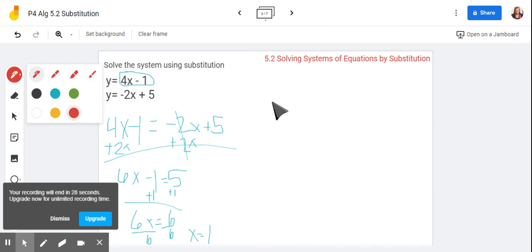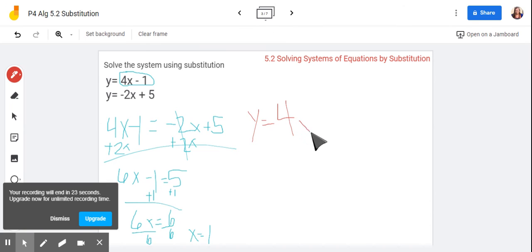Oh, I have 30 seconds. Okay. So 4x minus 1. I'm going to plug in my x value of 1. 4 times 1 gives me 4 minus 1. 4 minus 1 is 3. So my answer is 1, 3.